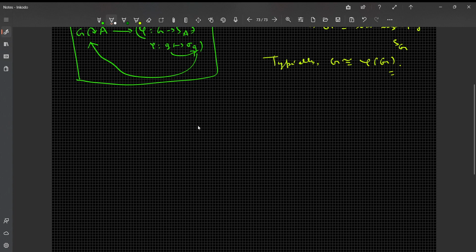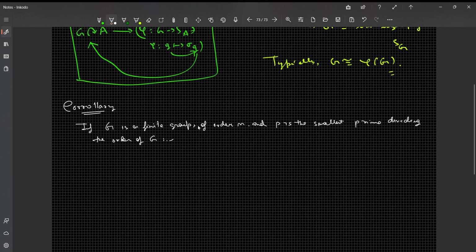Okay, so the corollary of this theorem is more important, I would say, because it also helps in characterizing certain groups. So let's come to this. If G is a finite group of order n, and P is the smallest prime dividing the order of G, that is, P divides the order of G, then any subgroup of index P is normal. Clear?